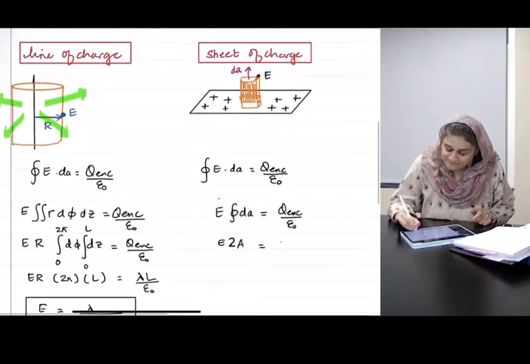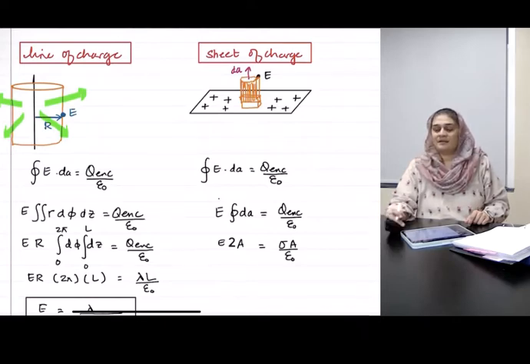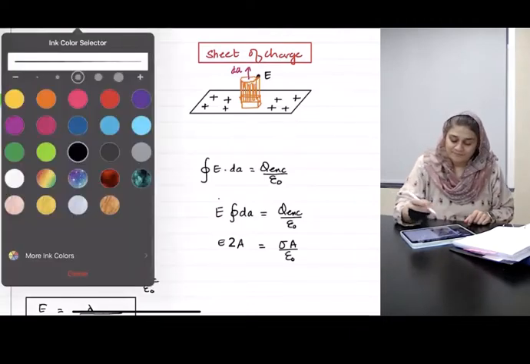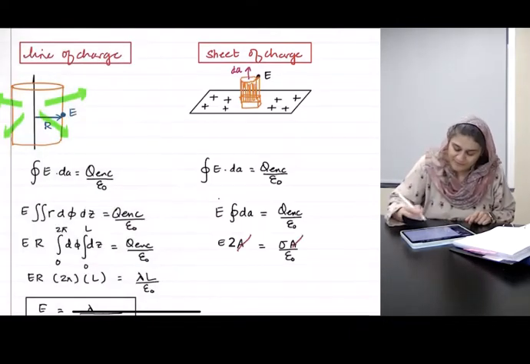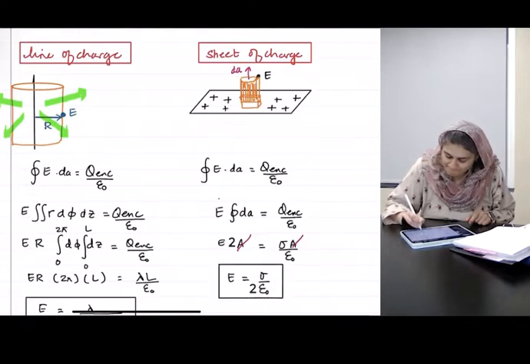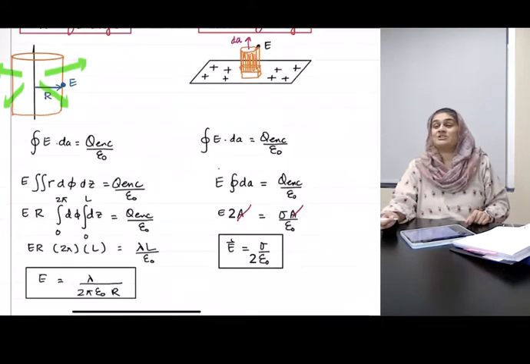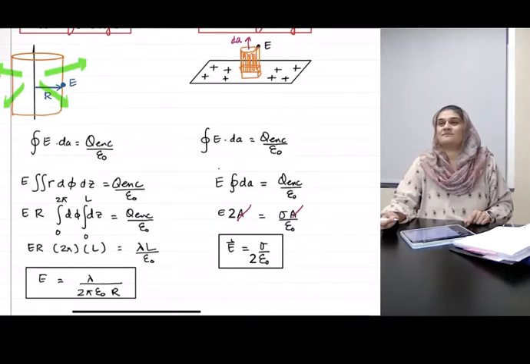EA equals sigma A over epsilon naught. Do you see why it became sigma A? Where sigma is the surface charge density. The A's go away, and I am left with the E field due to a sheet of charge, which is just sigma over epsilon naught.